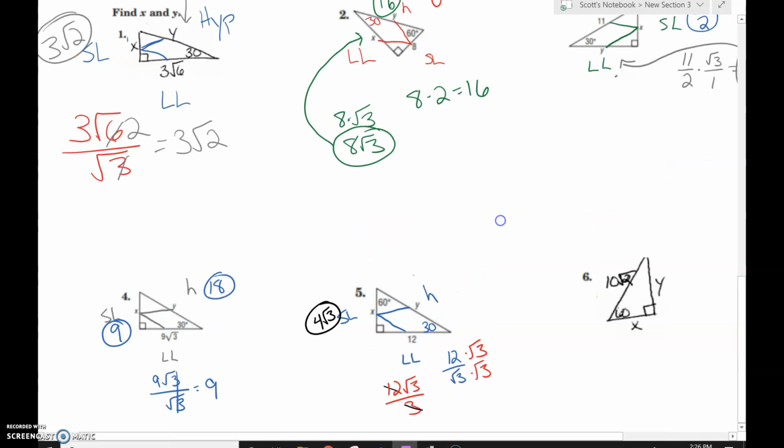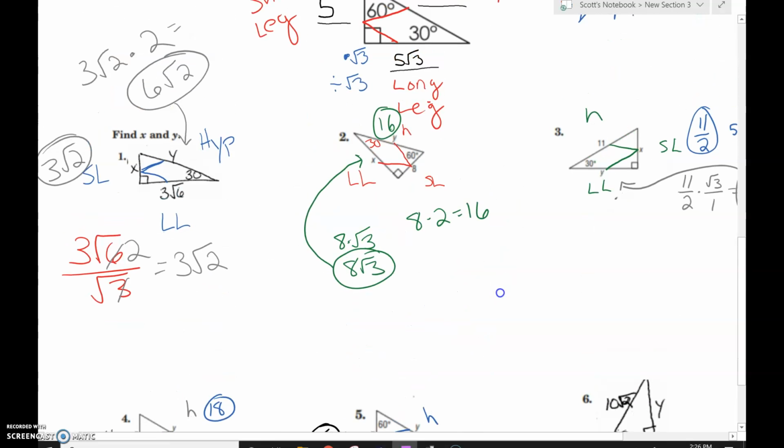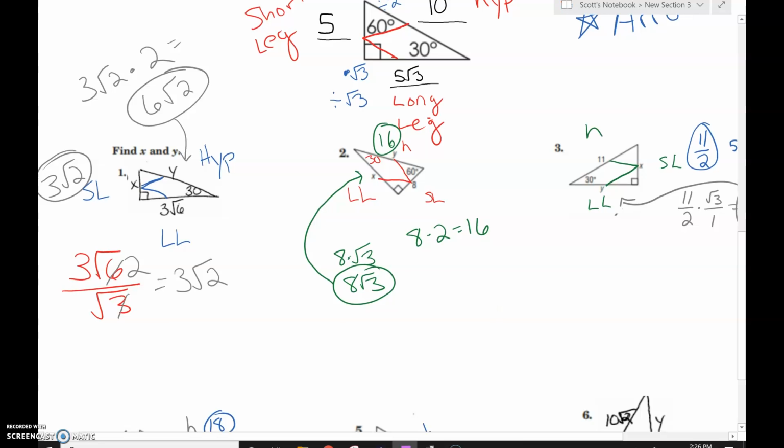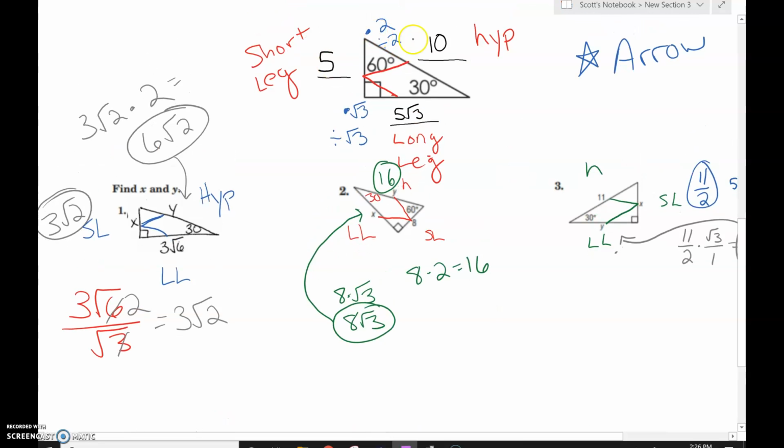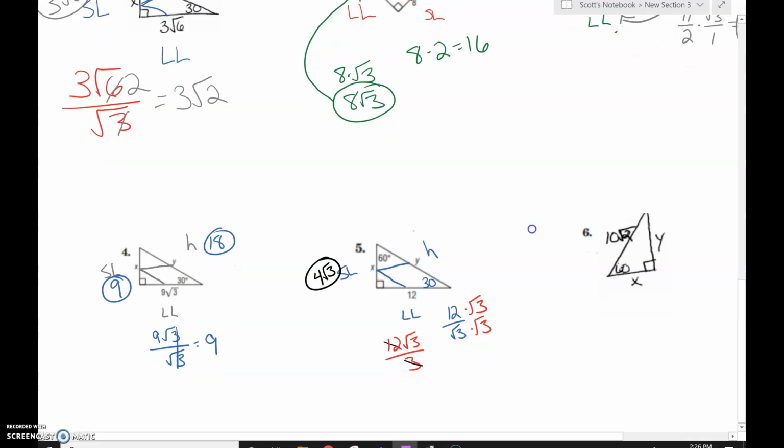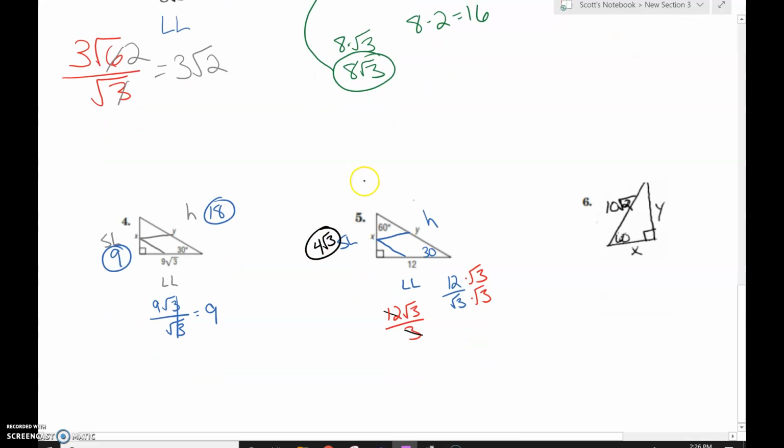Now, to go from short leg to the hypotenuse, 5 times 2 is 10, so I have to do the same thing here. 4 square root of 3 times 2, outside with outside, equals 8 square root of 3.